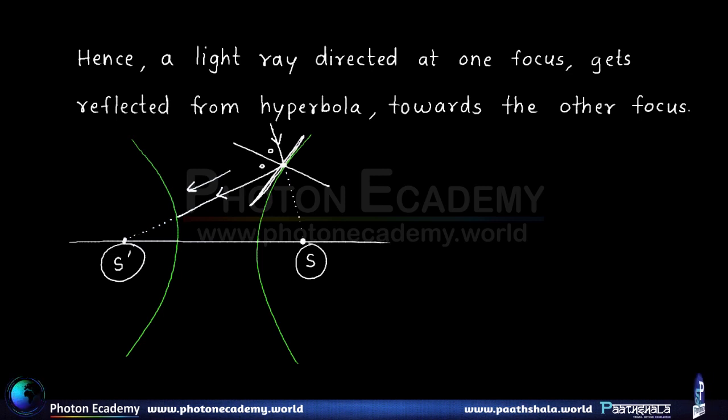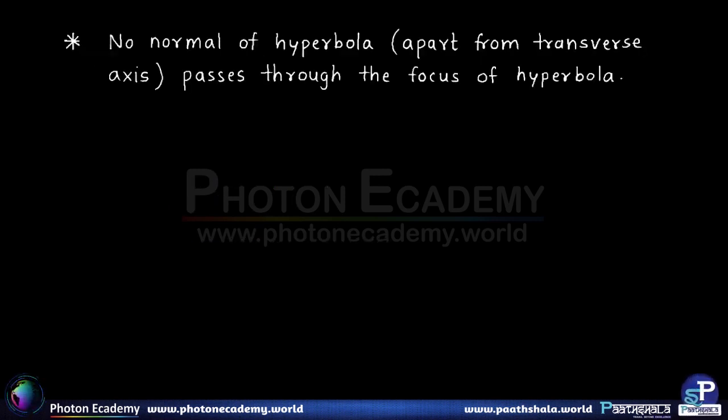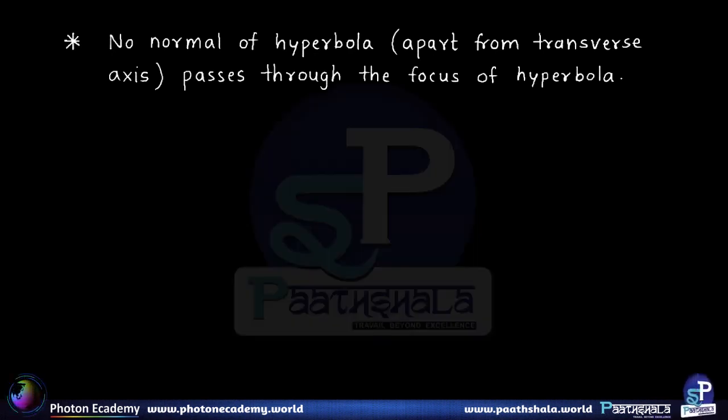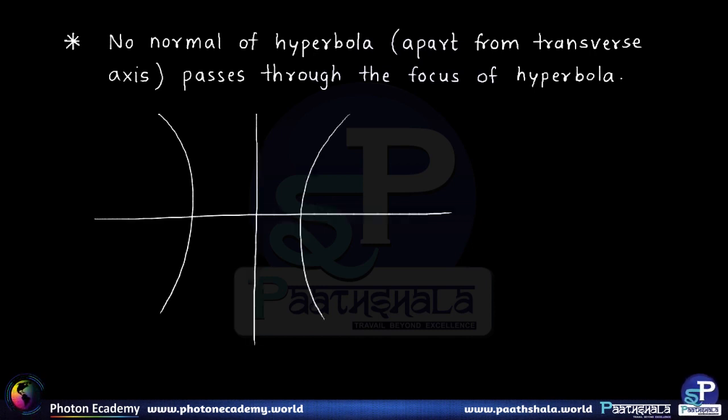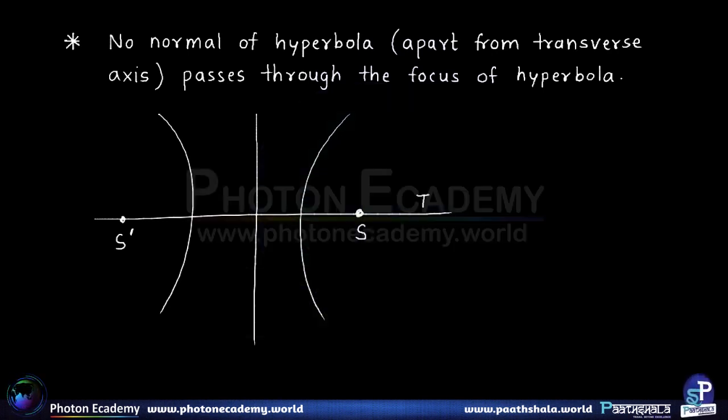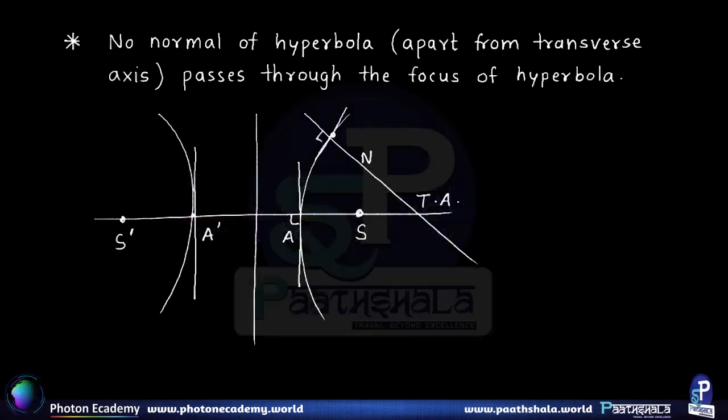Let's move on to the next property. No normal of the hyperbola, apart from the transverse axis, passes through the focus of the hyperbola. So this is also very similar to the ellipse. That means the only normal of the hyperbola that passes through the foci is its transverse axis. You can see that the transverse axis is a normal to the hyperbola at the vertices, that is A and A dash. At all other points, when you draw the normal, it will never pass through any of the foci.